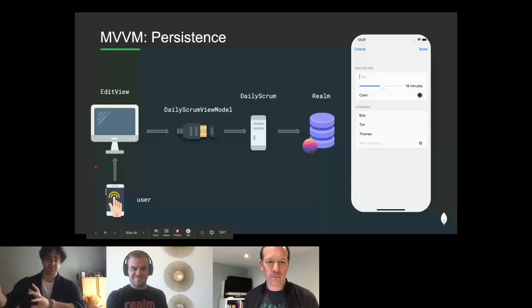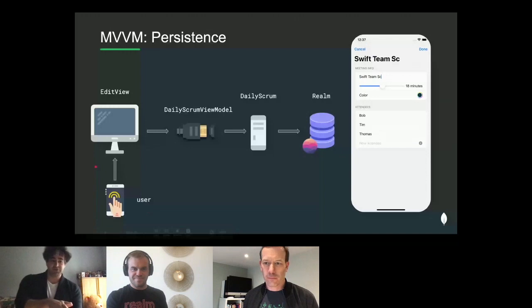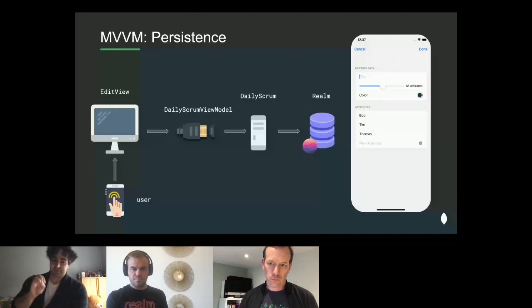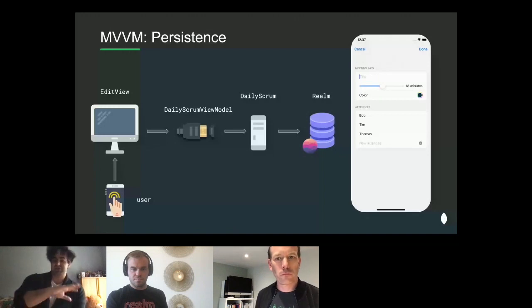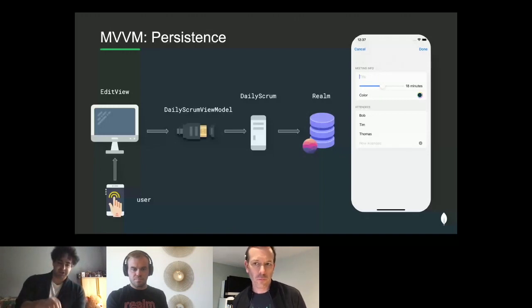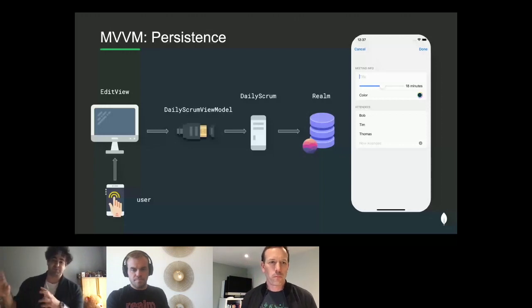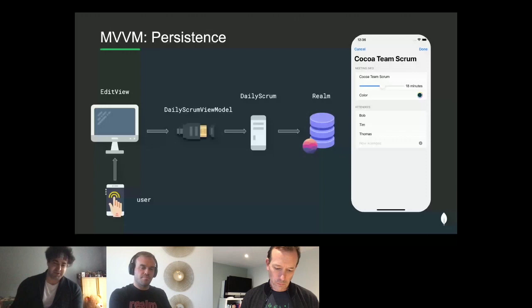This is the path to persistence with MVVM as well. So user intent, user interaction, they modify the view in whatever way they do it. It goes through the presenter, which is the daily scrum view model. This is specifically coming from the edit view. It goes to the presenter, it changes the daily scrum model, which then interacts and persists to the realm. Given anybody that's used Realm, again, to repeat myself, this is a strange way to use Realm considering what Realm is supposed to be as your persistent storage for live objects.